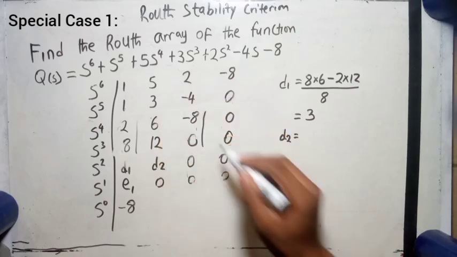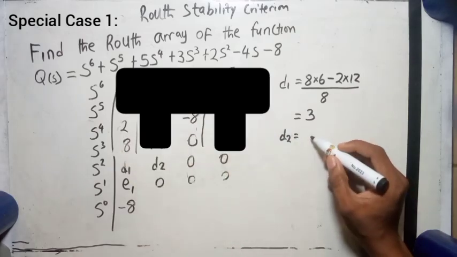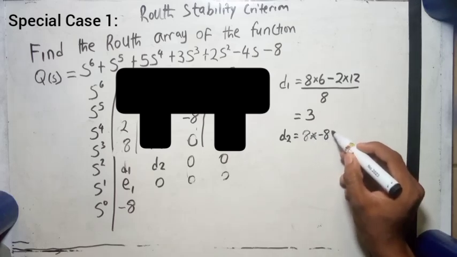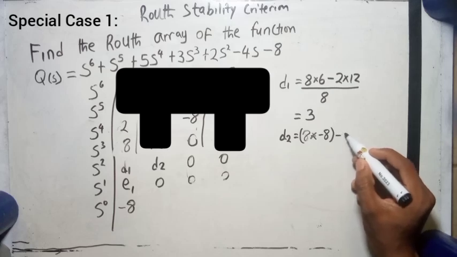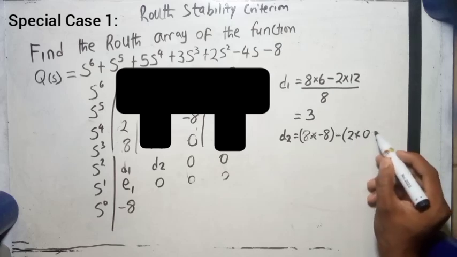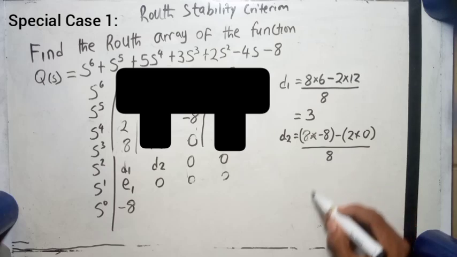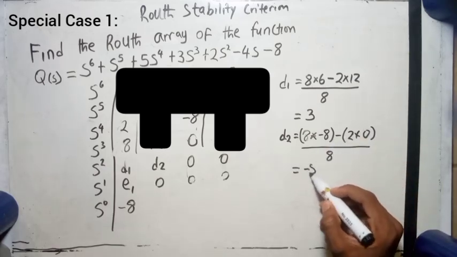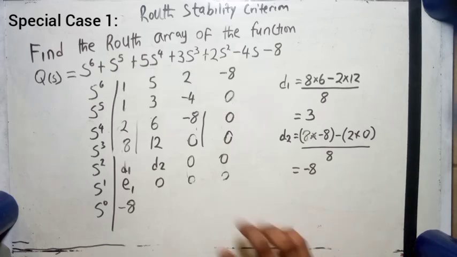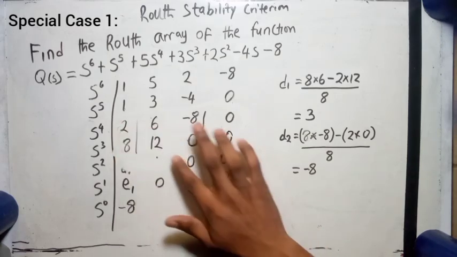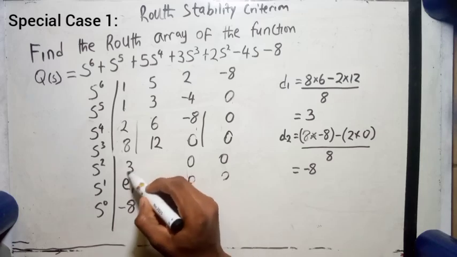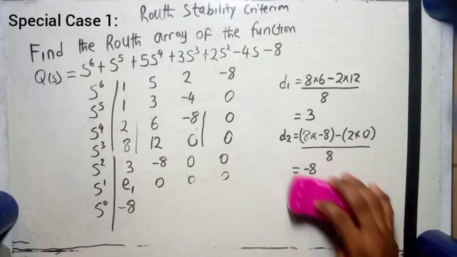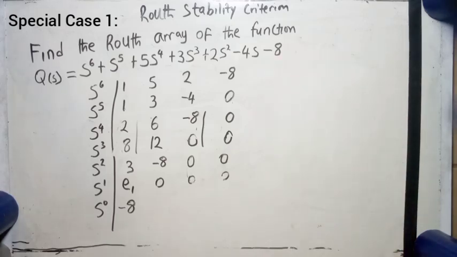D2 will be these two columns, this and this. So it will be 8 times minus 8 minus 2 times 0, over 8, right? This one definitely gives us 0. So we'll be having our answer to be minus 8. So we replace our D1 and D2 with 3 and minus 8. Okay. Now, we then go over to E, which is the last unknown that we don't know.